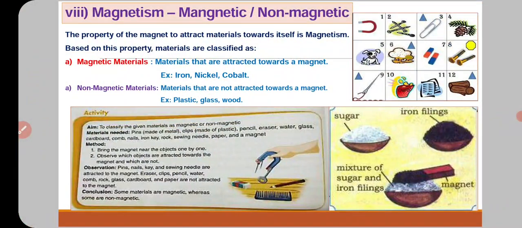Okay, next slide. So we have magnetism, attraction towards magnets. Materials that are attracted to magnets are called magnetic materials. This property is called magnetism. Objects made of iron are attracted to a magnet. In addition to iron, nickel and cobalt are also attracted to a magnet. Non-magnetic materials are not attracted towards a magnet, for example plastic, glass, and wood.